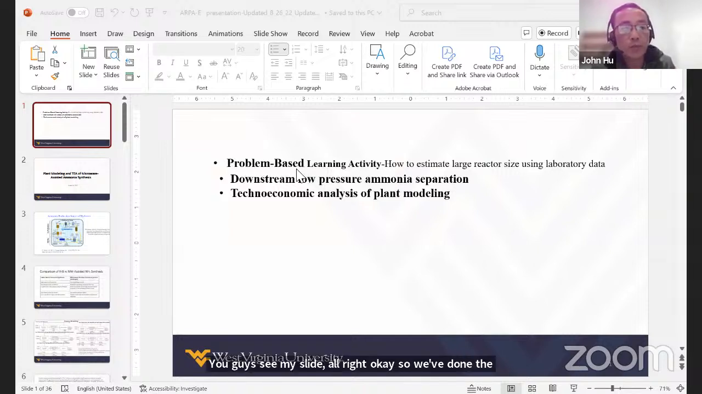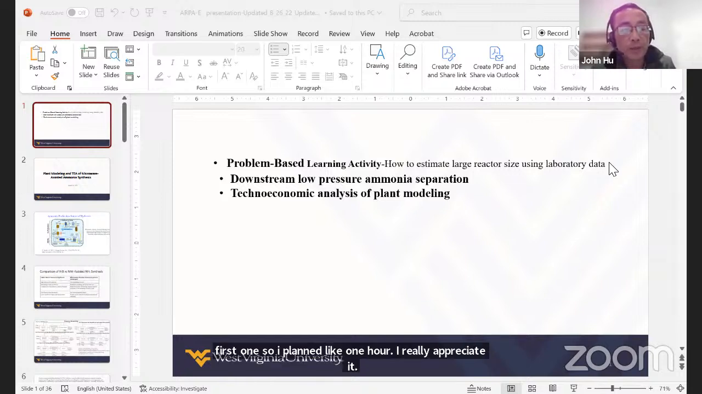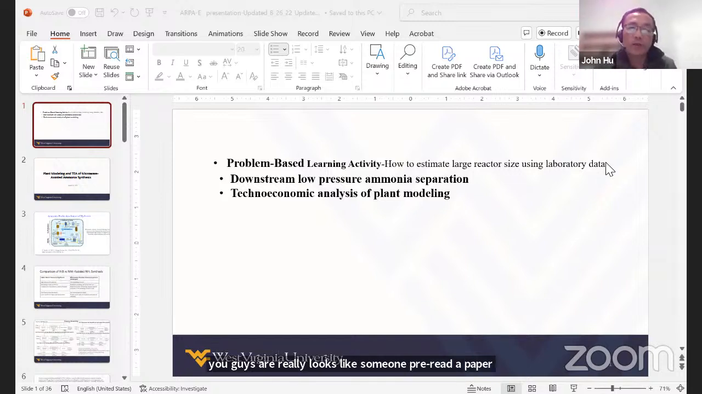I really appreciate it. It really looks like you guys pre-read the paper, and when I point to Figure 5, someone gives an example and you jump in right away. So very good exercise. So, all right.